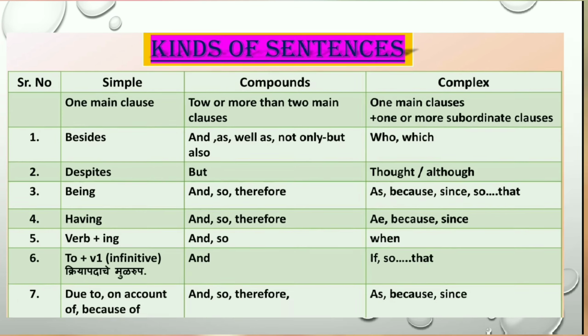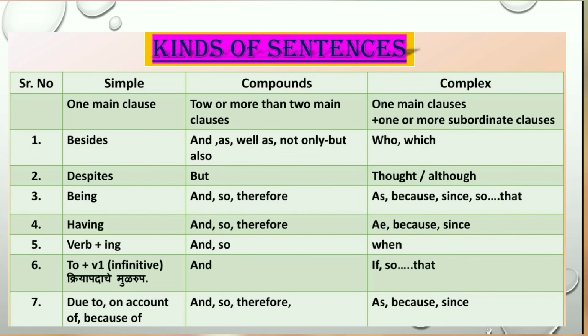Friends, here is a small chart which will be helpful for you for this study. In this chart I have told you about simple, compound and complex sentences. This is short information about kinds of sentences. In a simple sentence you have only one main clause. In a compound sentence you have two or more main clauses. In a complex sentence there is only one main clause and one or more subordinate clauses.